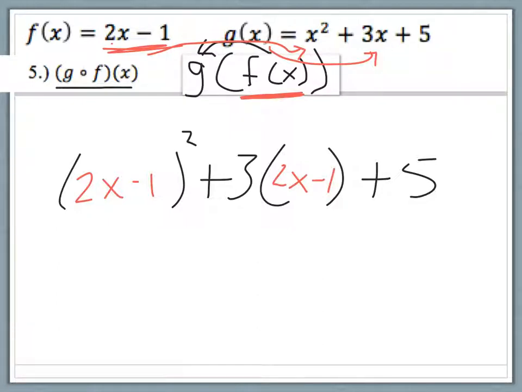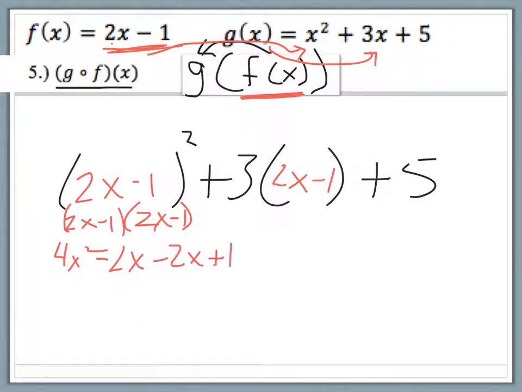Now, remember that 2x minus 1 squared is 2x minus 1 times 2x minus 1. Let's multiply this out. That would be 4x squared minus 2x, minus 2x, plus 1 when I distribute that out. Then I'll distribute this, so that would be plus 6x minus 3, and then just bring down that plus 5.